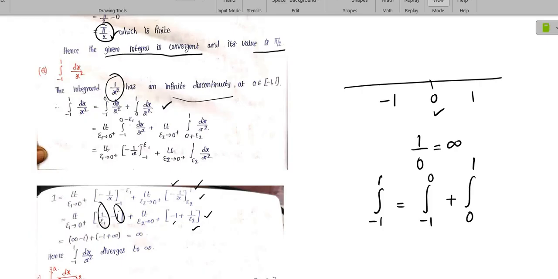Now replace epsilon 1 with 0. 1 by 0 is infinity, and minus 1 as it is. Here also minus 1 as it is, and 1 by 0 is again infinity. So observe, here I have minus 1, here minus 1. Minus 1 minus 1 is minus 2. Infinity minus 2 is infinity only. So the given integral diverges to infinity.